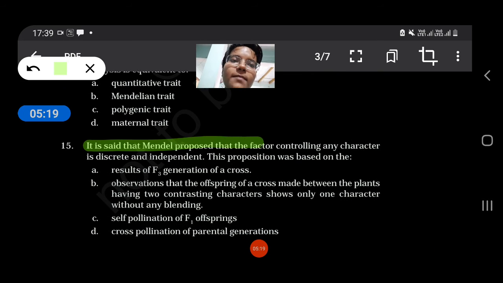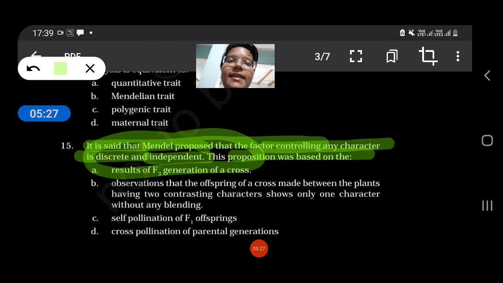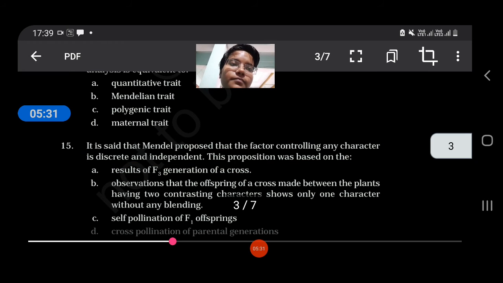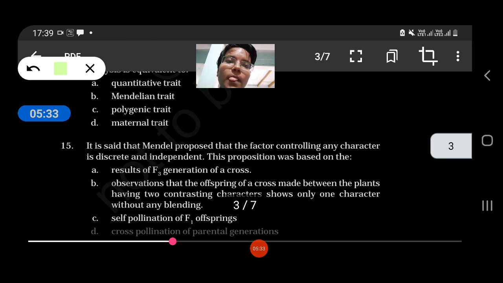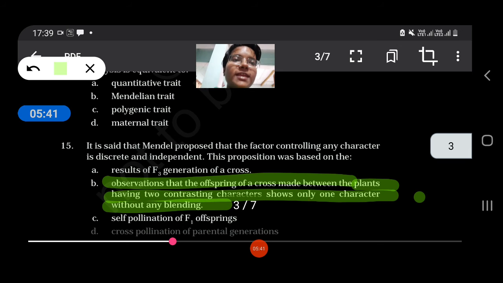Mendel proposed that a factor controlling any character is discrete and independent. The proposition was based on what? The observation that the offsprings of a cross between plants having two contrasting characters show only one character without any blending.